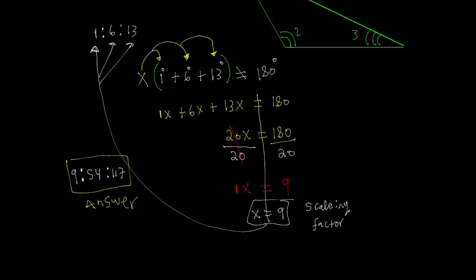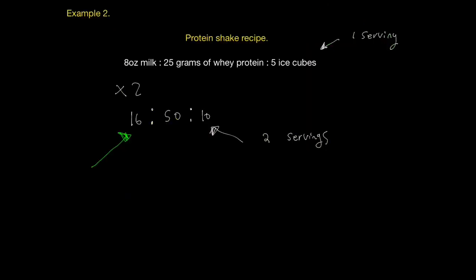So let me just go back to that protein recipe. Here the scaling factor was 2, right? We multiplied each one of these times 2 to get this recipe for 2 servings.